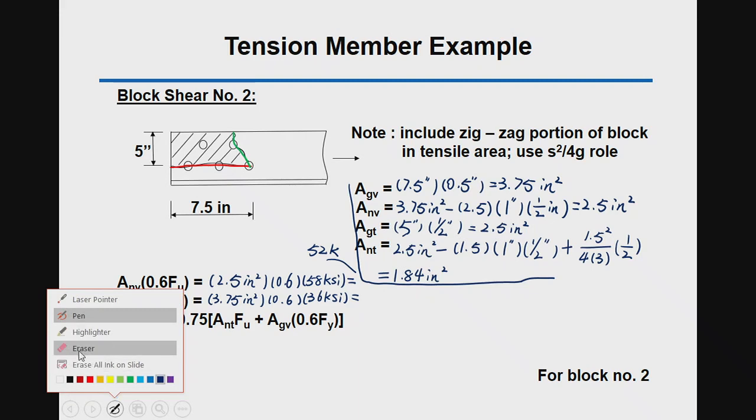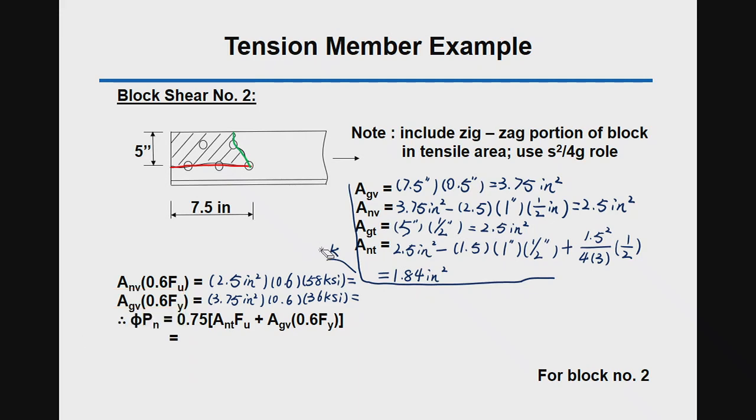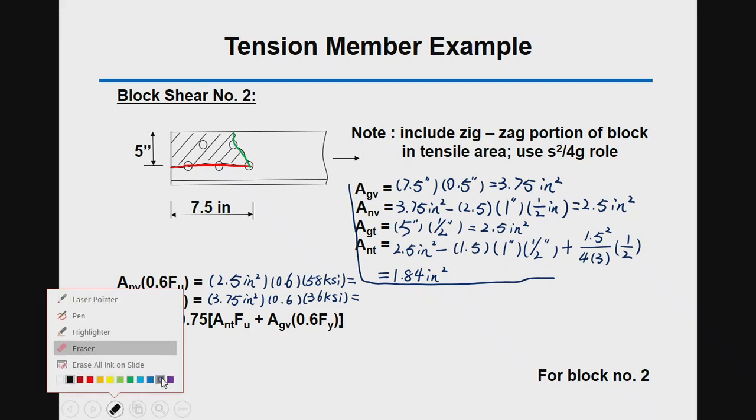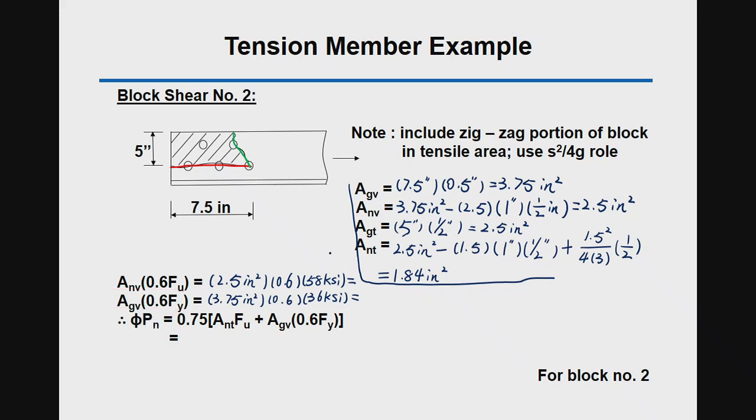There's an error here. So this one should still be equal to 87, right? So that's what we did before, and this one keeps the same. Still 81, keeps the same as shear block 1. So VPN would be controlled by AGV.